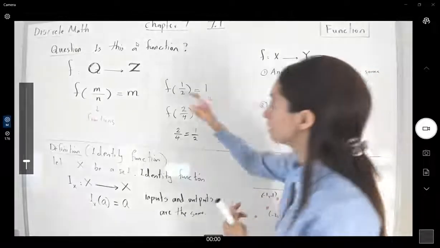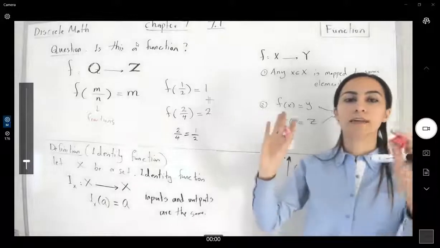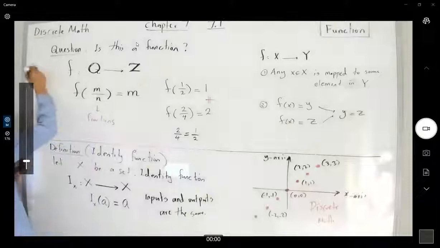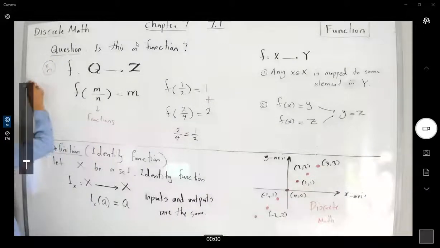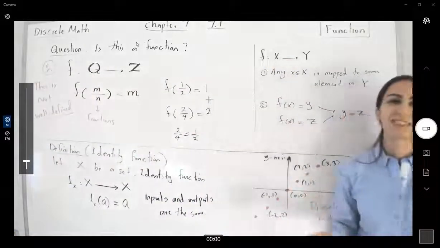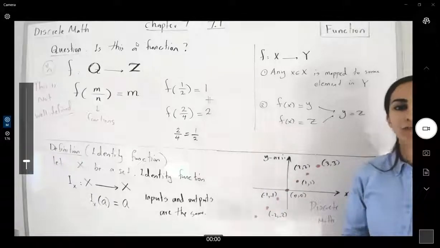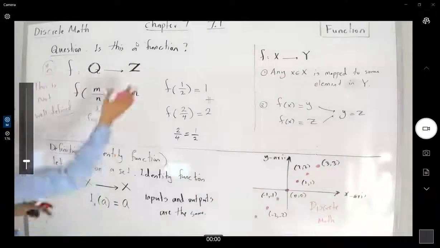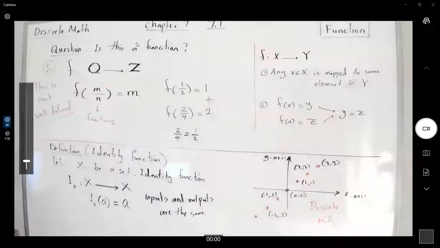In this case, we say that this is not well defined. So if one of these two conditions is not met, then you say that you don't have a well-defined function. It's not even a function. You can come up with different examples and reach the same contradiction.